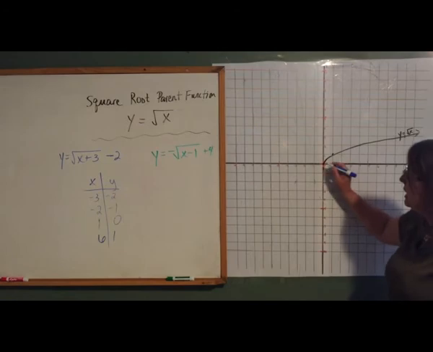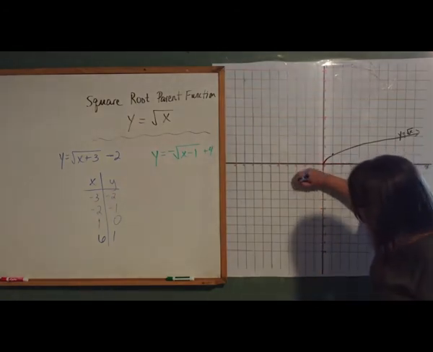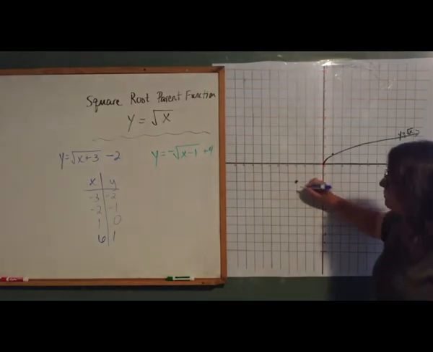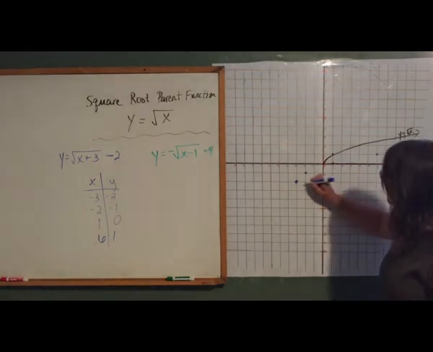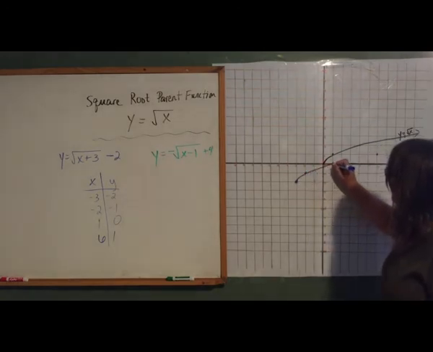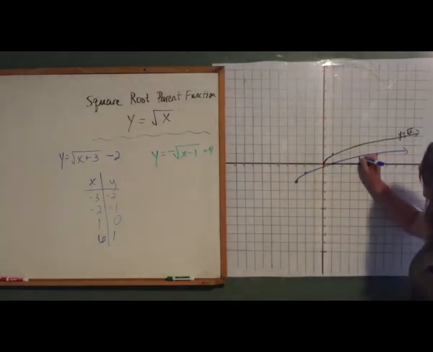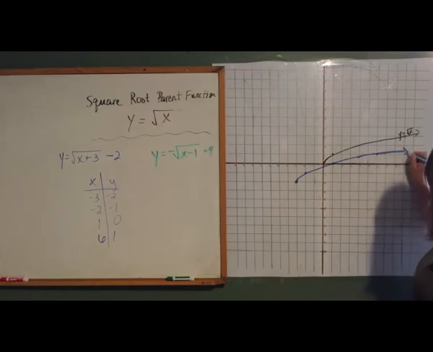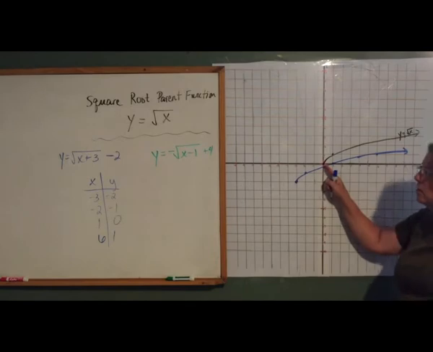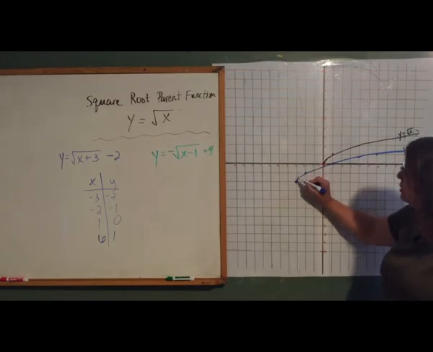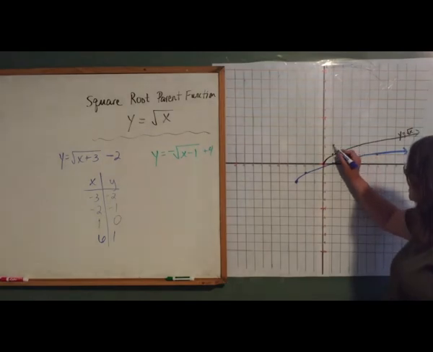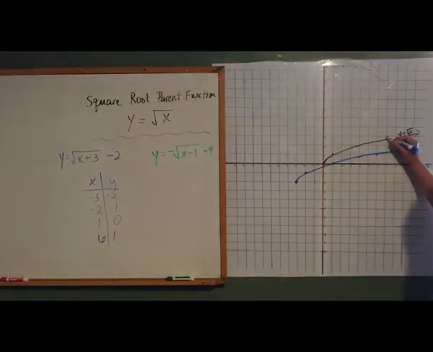So -3, -2, and I believe that's where I had put that dot saying that I thought that's where it would be. -2, -1, 1, 0, 6, 1. So here's my translation. That is my new function. Did in fact all of these points move left 3, down 2? Well, let's look at it. Left 3, down 2. This one, left 3, down 2. This one, left 3, down 2. And the last one, left 3, down 2.